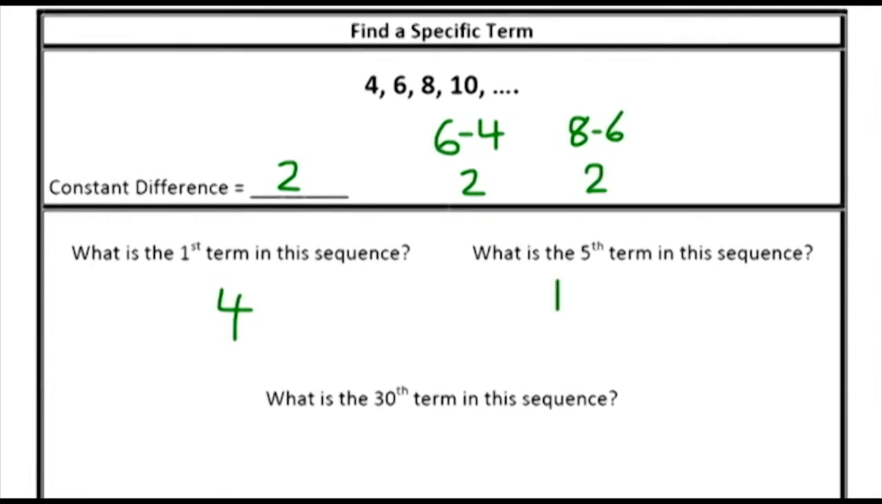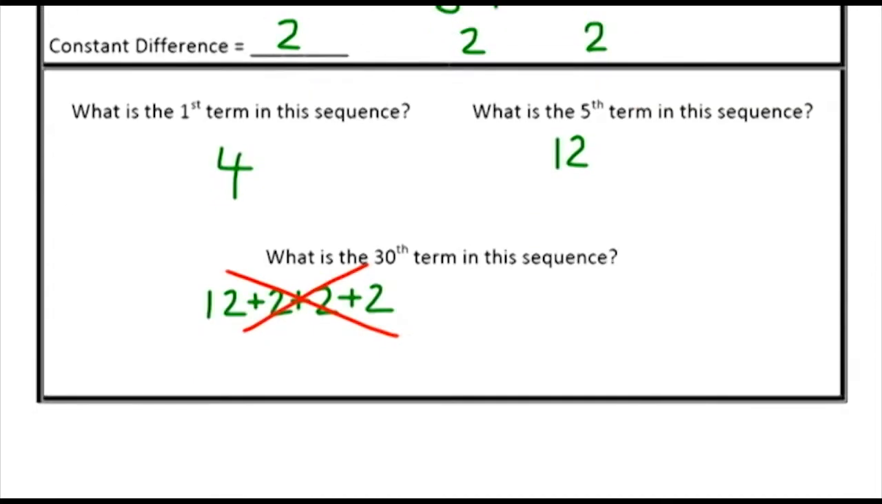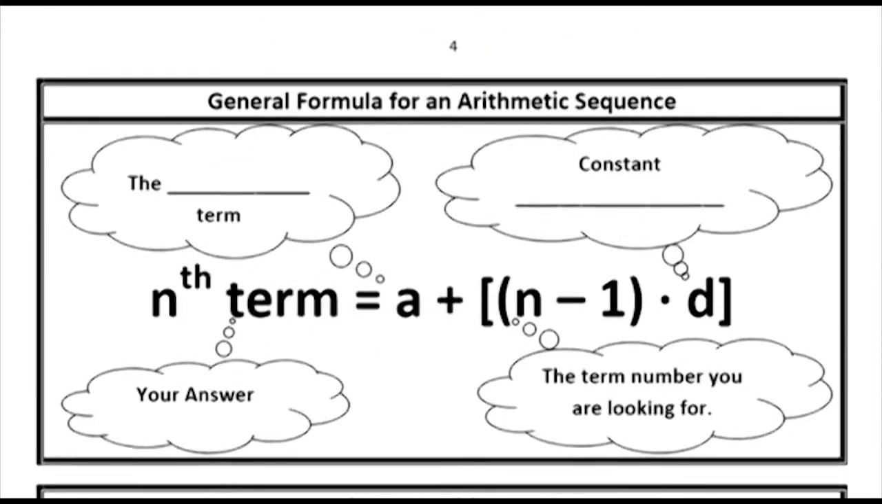The 30th in the sequence, well, if the fifth was 12, I could start by just adding 2 plus 2 plus 2 and keep going until I hit 30. But that, to me, sounds like a pain. I'm not doing that. There's always an easier way in math, so we're going to find it. We're going to learn a little formula for finding any term in an arithmetic sequence. This is the general formula of an arithmetic sequence.